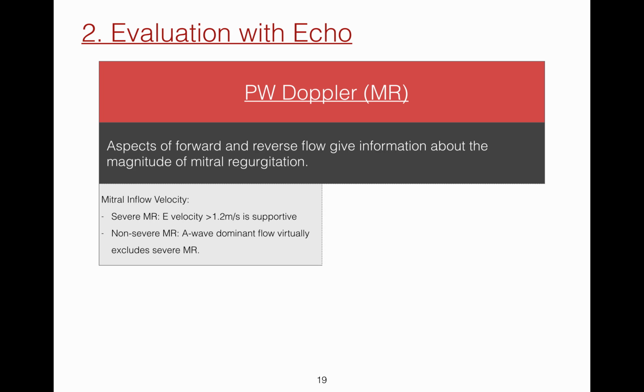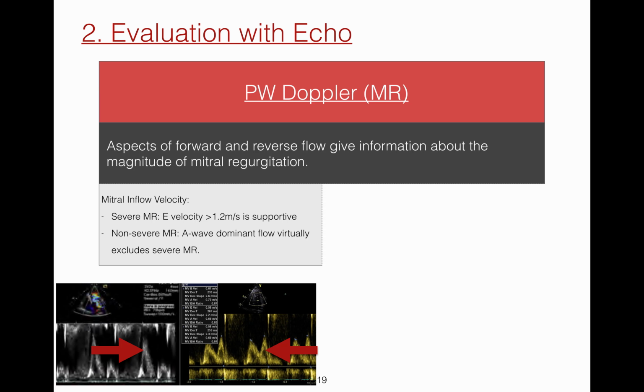Pulse Doppler. Aspects of forward and reverse flow measured with pulse wave Doppler give information about the magnitude of regurgitation. Two ways to use PW to evaluate mitral regurgitation. First, by measuring mitral inflow. If MR appears severe, an E-wave velocity greater than 1.2 meters per second is supportive of a severe grade. In contrast, A-wave dominant flow excludes severe mitral regurgitation.